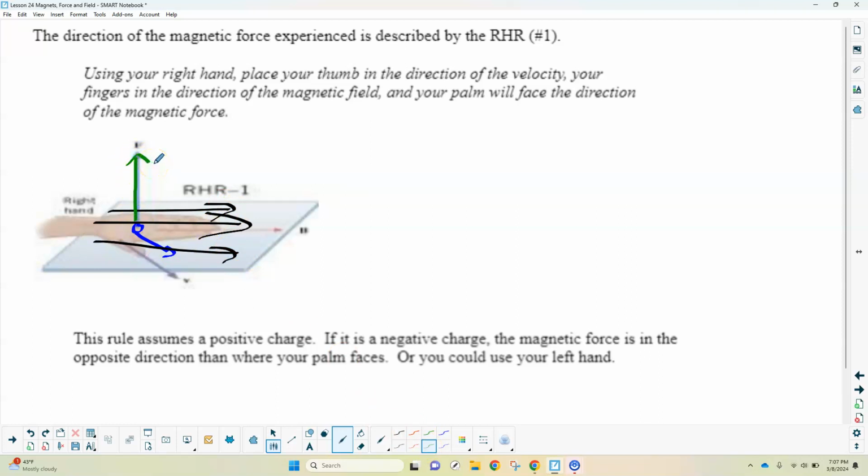So the charge would get pushed up as it is moving in that direction, so it would kind of loop around, right? One really important idea of this rule, and we're going to practice this so you'll get better at it, is that it assumes that the charge is positive. So that's how it would affect a positive charge. A negative just does the exact opposite, so it goes the opposite direction of your palm. Or, if you wanted to, you could use your left hand and it would do the same thing. But I generally just say use your right hand, and if it's negative, it goes the opposite way. So that's the way I would describe it.